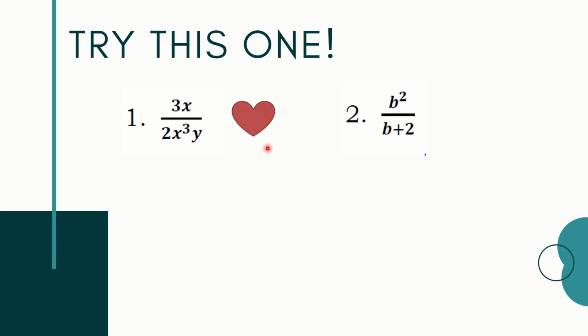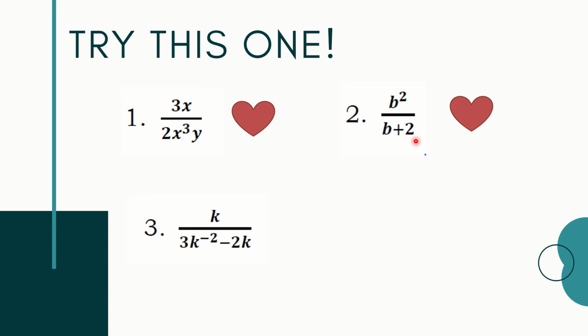How about number 2, b squared over b plus 2? Is this an example of rational algebraic expression? Yes, because our numerator is also in the form of polynomial and our denominator is also in the form of polynomial, which is an example of binomial because b plus 2 is composed of two terms.